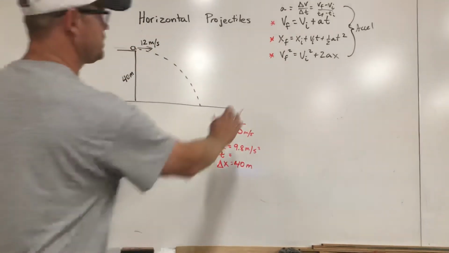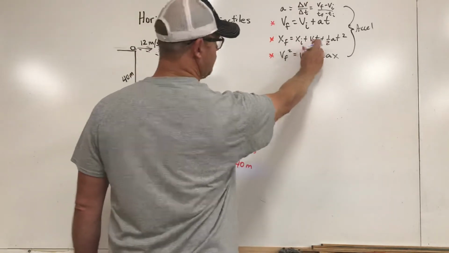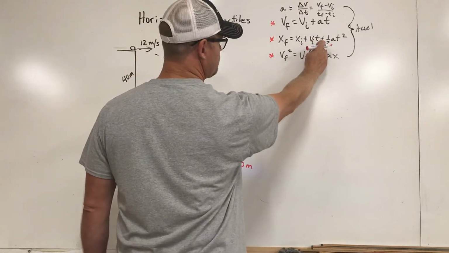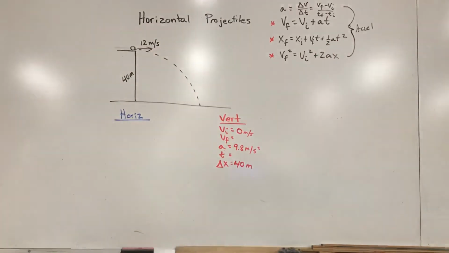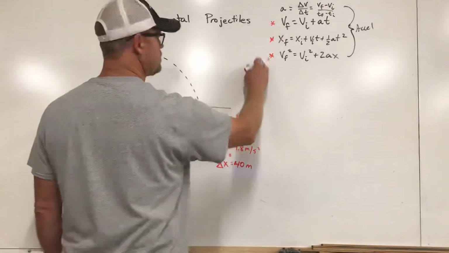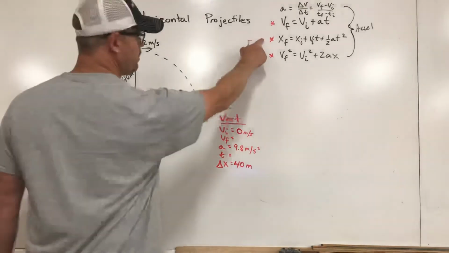Let's see, we know the distance, it ends up going 40 meters. It started at 0. Initial velocity is going to be 0, so that goes away. We don't know the time, but we could solve for that. So it looks like both of these we could actually use to our advantage. We pick one or the other. Okay? So I'm going to take a look at this one right here.